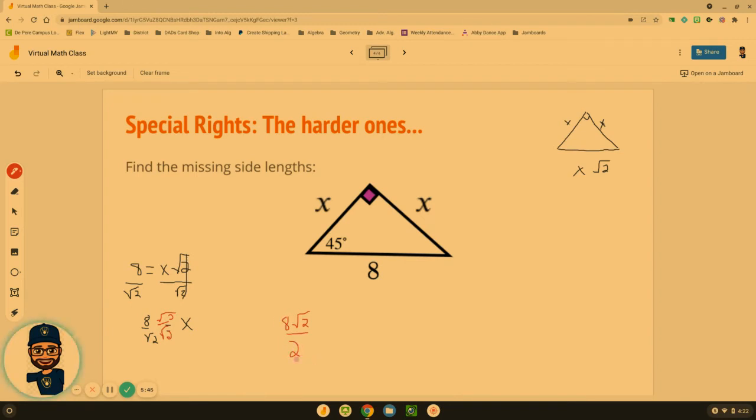And can I simplify these two? You bet. 8 over 2 is 4. And we still have the square root of 2, which means that's what x is equal to. So both of these legs are going to equal 4 times the square root of 2. All because we knew this 8 had to equal the x times the square root of 2, and we're using algebra to solve. All right, here's another one.